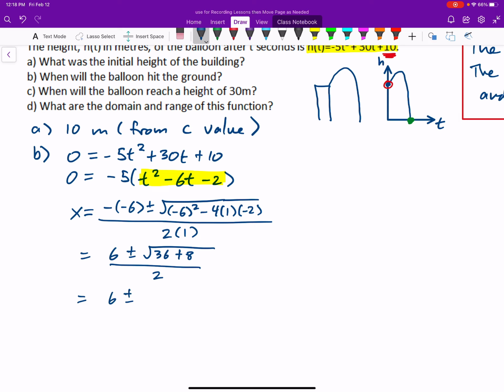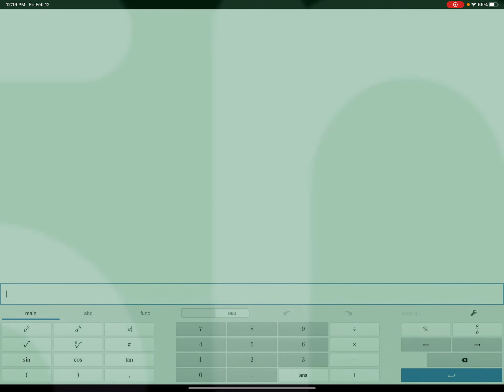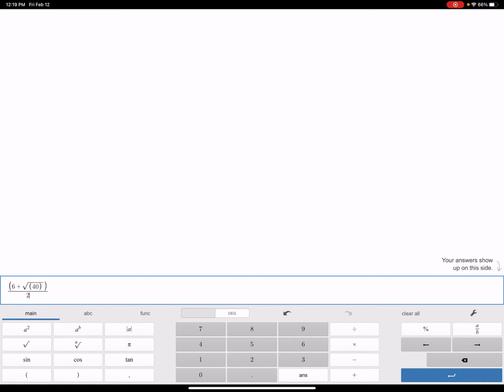So 6 plus or minus the square root of 44. 44 is not a perfect square. That's why I wasn't able to factor it, because I'm going to get a decimal answer. But putting that in my calculator, again, I have to do them one at a time, right? So I'll do 6 plus the square root of 44. And then I will divide that answer by 2. Notice how I put brackets around it to keep the order of operations good.